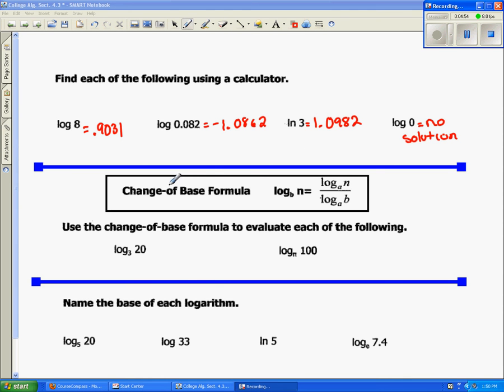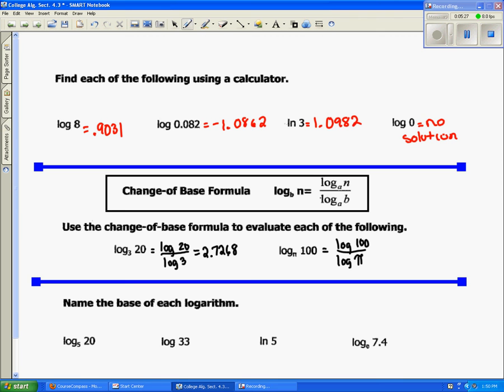The next thing we're going to do is change of base formula. When this base is not a known 10, we can't put it in the calculator, so we have to use this formula to do change of base. So this basically just means you're going to do log of 20 divided by log of 3. You're going to put that in the calculator, and you're going to get a value of 2.7268. For this one, I'm going to do change of base, so I get log of 100 divided by log of pi. Put that in the calculator, and you get 4.0229.